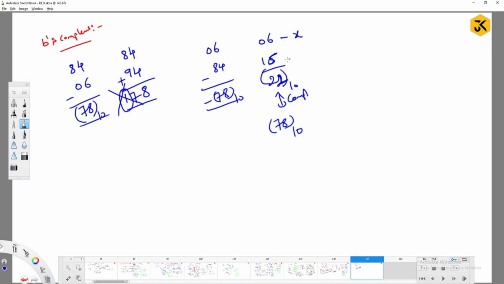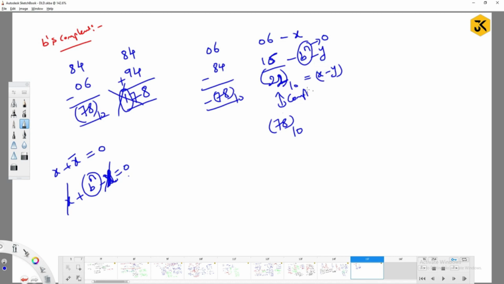If you observe here, this is x, and this is b to the power n minus 1 minus y. So this is 16, sorry, the b's complement, b to the power n minus y. So we are making b to the power n as 0. Why do we make b to the power n as 0? To make x plus x complement as 0. x is the usual value, and x complement is the b's complement, b to the power n minus y. If I want to make it 0, b to the power n should be 0. That's why, with b to the power n as 0, you get x minus y. If I perform the complement here, it should be minus of x minus y. So x minus y is minus 78 in base 10.